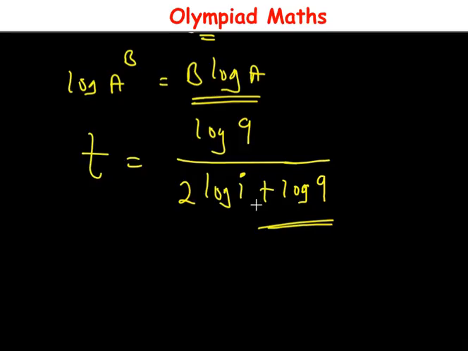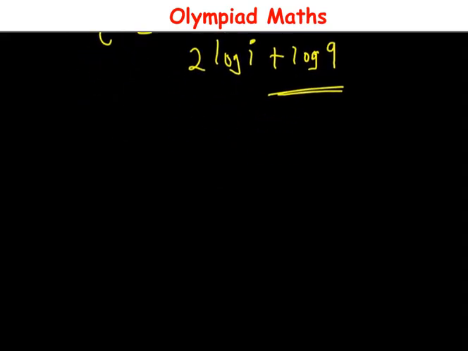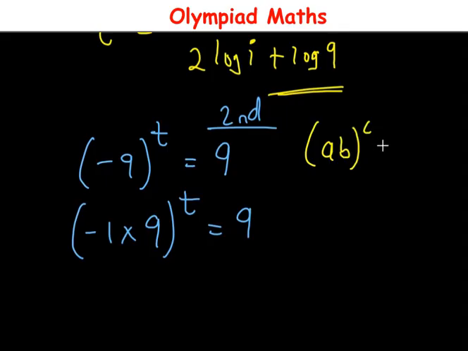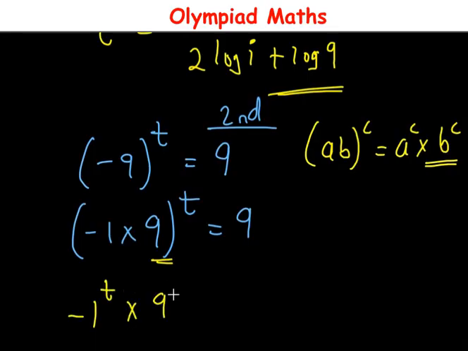Now this is the solution using the first method. For the second method, the question is (-9)^t is equal to 9. So -9 can be written as (-1 times 9) all raised to power t is equal to 9. Applying this rule of indices, that if you have (ab) all raised to power c, this equals a raised to power c times b raised to power c. Applying this right here, this becomes (-1) raised to power t times 9 raised to power t is equal to 9.